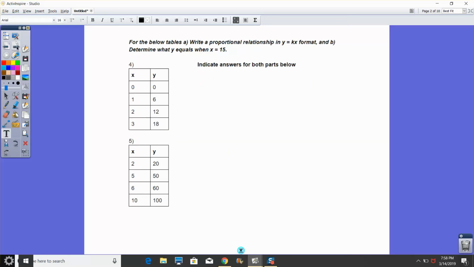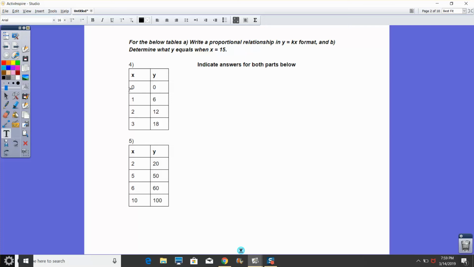Okay. For number 4 and number 5, we have tables that are provided here, and we have to answer 2 questions for each of these tables. The first question is, what is the proportional relationship using y equals kx format, and what is y when x equals 15? So this is not too hard. Nothing that's going to be too difficult. These are all proportional relationships, so you're provided that.